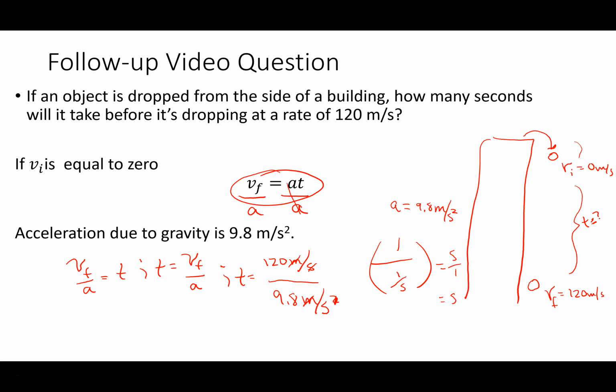So let's see, our calculator is going to display something, and I'm sure you got it. I got 12.24489. So calc, 12.24489. All right, and units would be seconds, right?